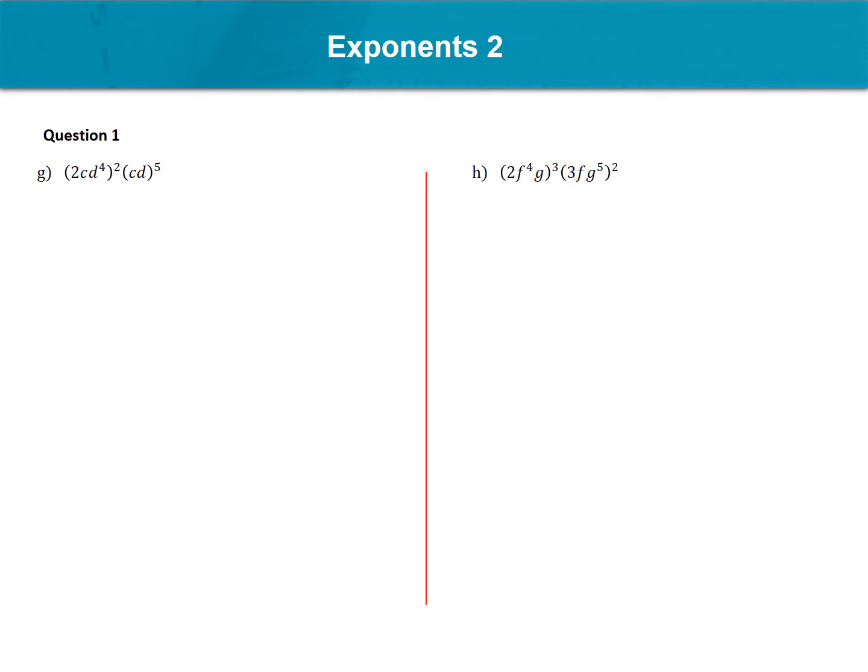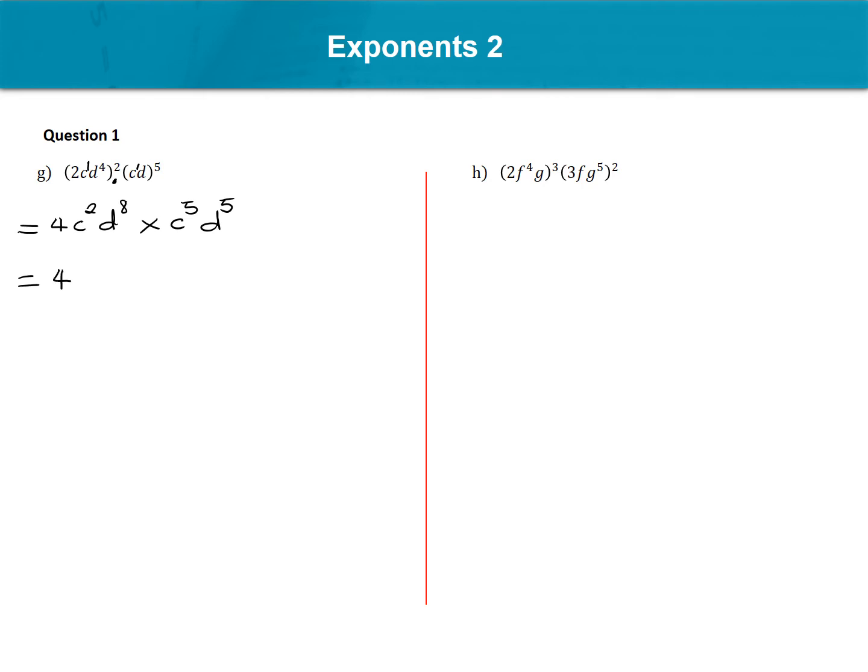Question 1G, we have two brackets that are both raised to a power, which means we need to clear that power first before we can multiply our brackets together. So let's start off with 2 to the power of 2, which is 2 squared, is 4. C to the power of 1 times 2, because when we raise an exponent to a power, we multiply them. So c to the power of 1 times 2 is 2, and d to the power of 4 times 2 is 8. Times, because these brackets mean that they are times together, c to the power of 1 times 5 is c to the power of 5, and d to the power of 1 times 5 is d to the power of 5. So now when we multiply exponents, we add them.